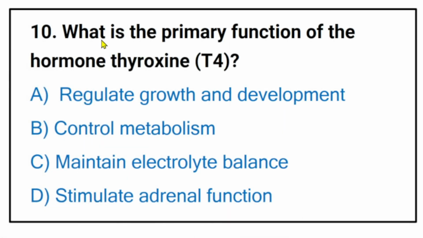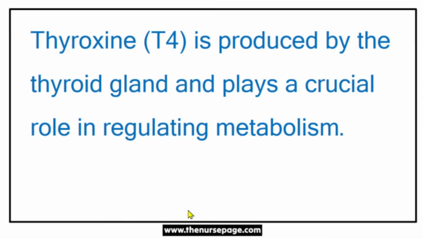Then the 10th question, what is the primary function of the hormone thyroxine? So we have entered the endocrine system. Regulate growth and development, control metabolism, maintain electrolyte balance, or stimulate adrenal function. Here the correct answer is control metabolism. The main function of the thyroid hormone is to control metabolism. Thyroid hormone, or T4, is produced by the thyroid gland and plays a crucial role in regulating metabolism.